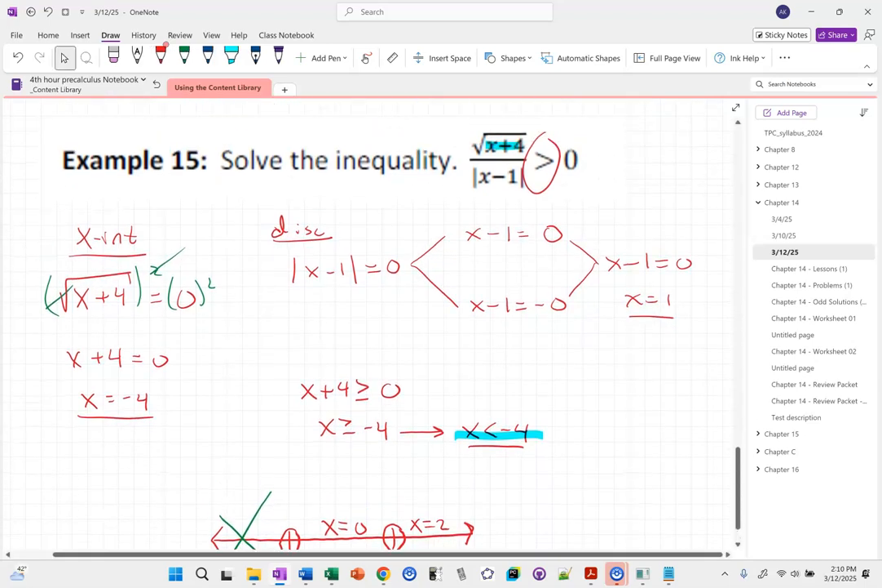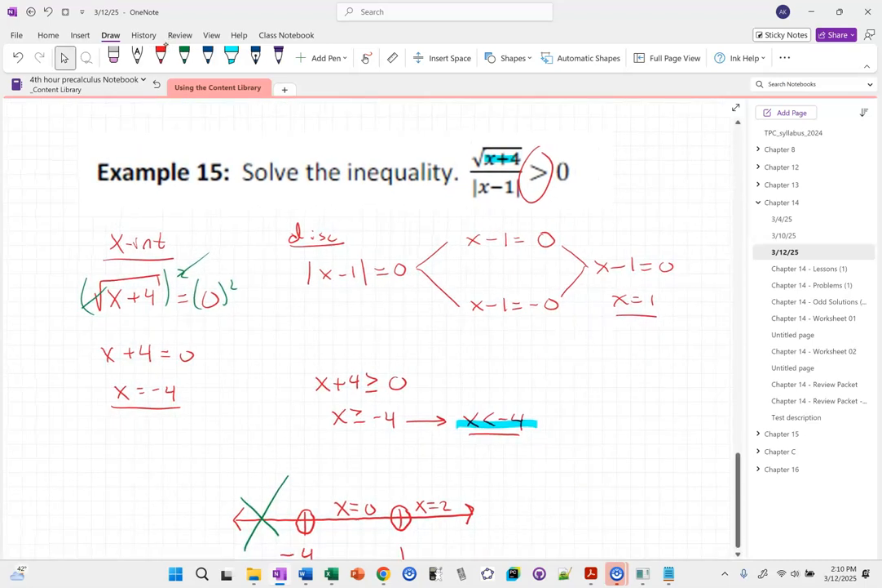All right, so if I plug 0 in, 0 plus 4 is positive, and the square root of a positive is positive. If I plug 0 into the denominator, well, the absolute value of anything is positive, right? So it doesn't even matter. I don't have to think about it. The bottom is just always going to be positive. So positive over positive is positive. Everybody feel good there?